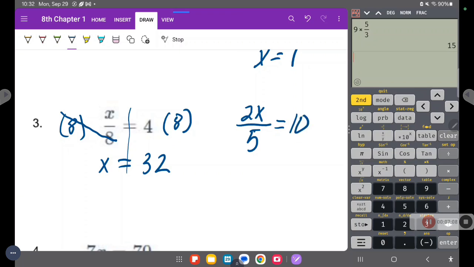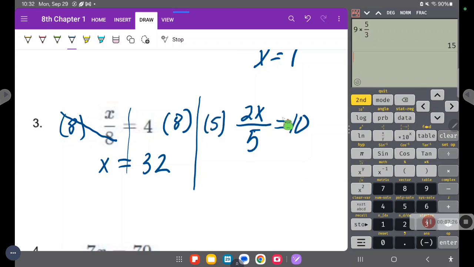Do we write it? Yes, write this down. Okay? We would still do it the same. We want to get rid of that. We want to get rid of the denominator. So we're going to multiply through by 5.